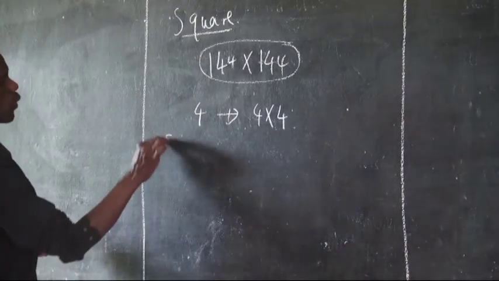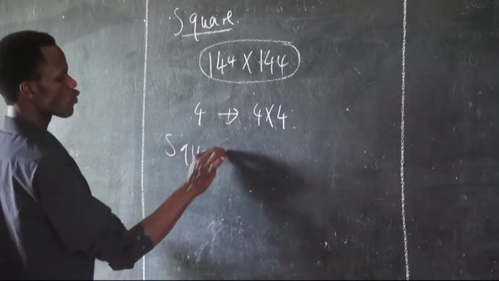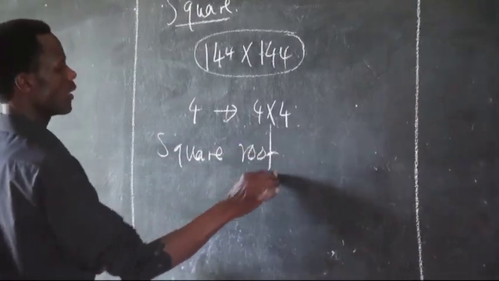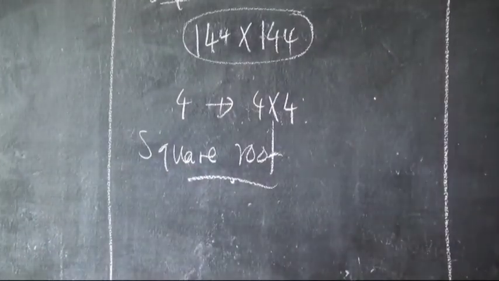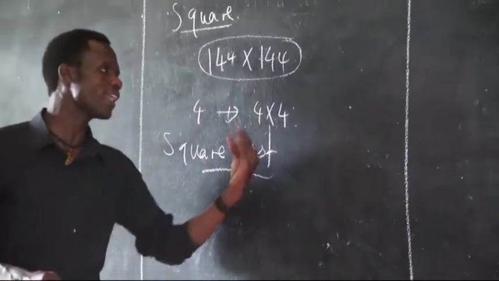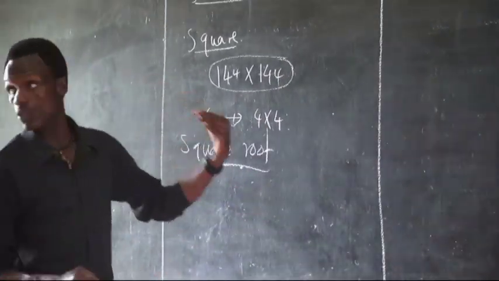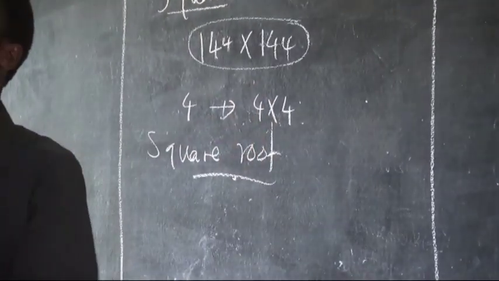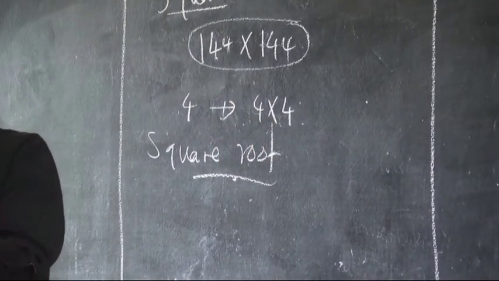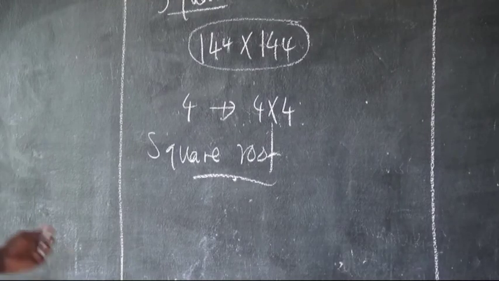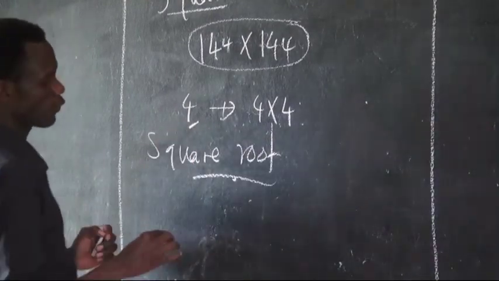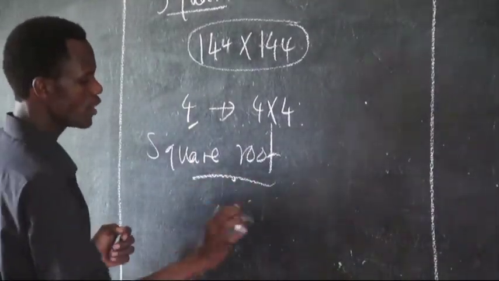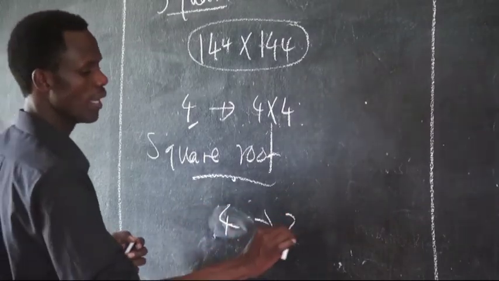But when you talk about the square root, it's the opposite of the square. The number that is used to find out the square, that number is called the square root. Now, we've been talking about 4. 4 is obtained by taking 2 times 2.